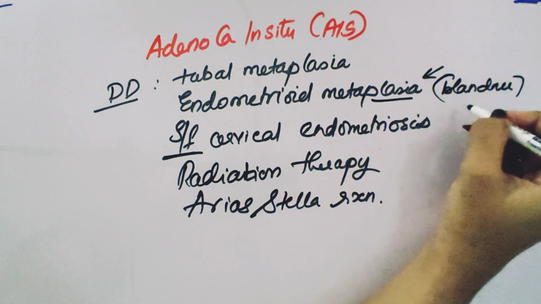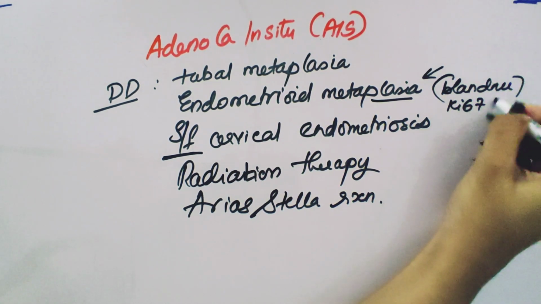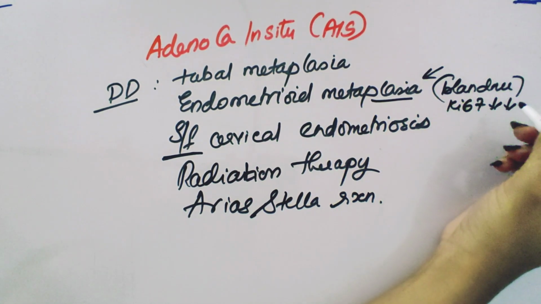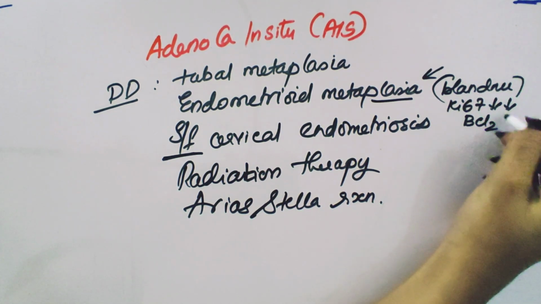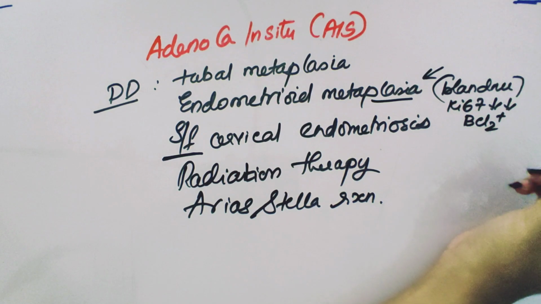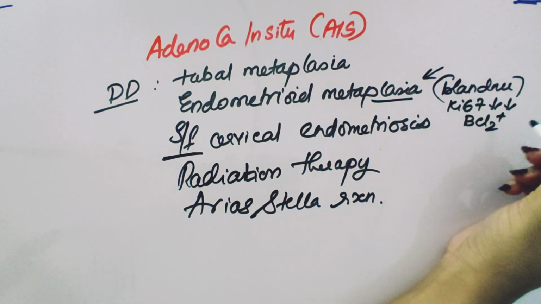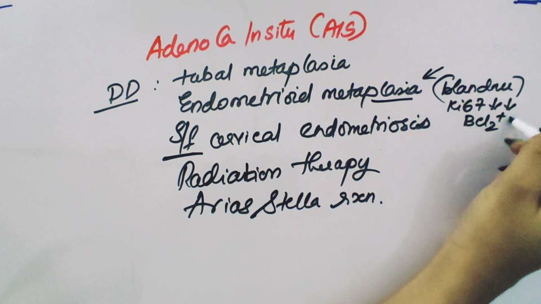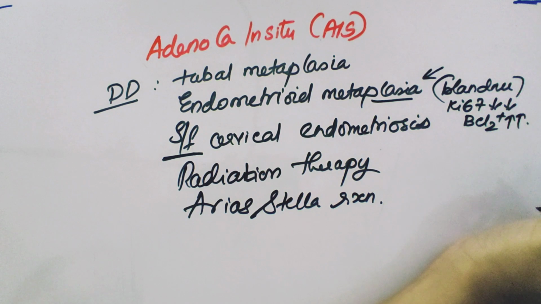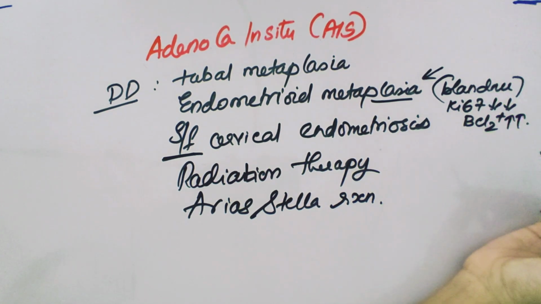And then your Ki67 will be low, of course. And then you will have BCL2 positive. Why? Because this is not a carcinoma or mutated specimen or an HPV infected specimen where you will have more apoptotic bodies. So the anti-apoptotic marker should obviously be increased. So this is how you differentiate these lesions from adenocarcinoma in situ.